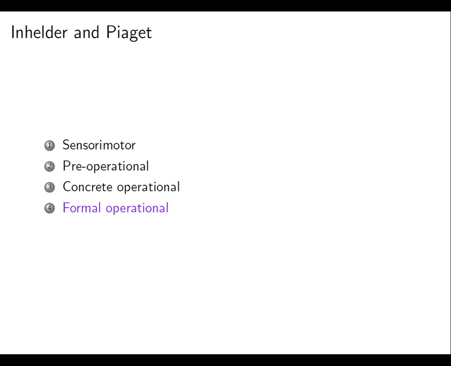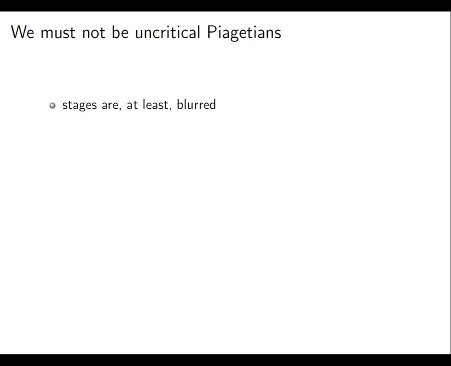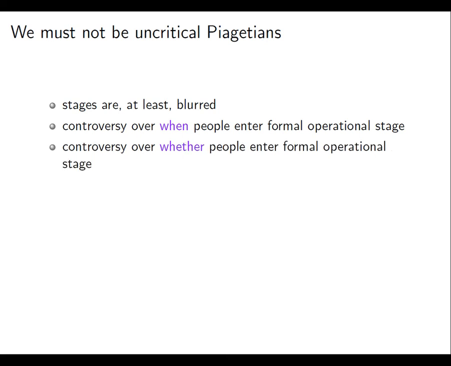However, even though I don't know very much about this field, I do know that it's very important not to follow Piaget in an uncritical way, because there's been a great deal of work that has gone on afterwards. So although Piaget has been incredibly influential on the field, he's not the last word. The stages are at least blurred, and although Piaget talked about people entering the formal operational stage at about age 12, that has proved to be quite controversial and a bit more complicated than that, and even the question about whether people ever enter the formal operational stage turns out to be not as simple as you might think. So one finding was that only about 35% of adults have entered the formal operational stage by some measure.